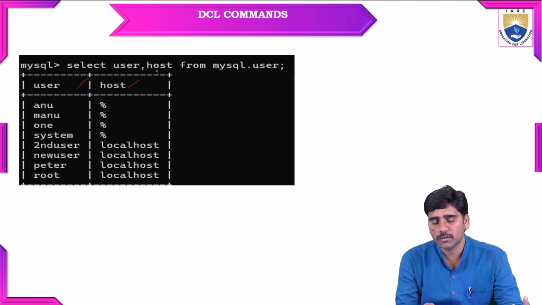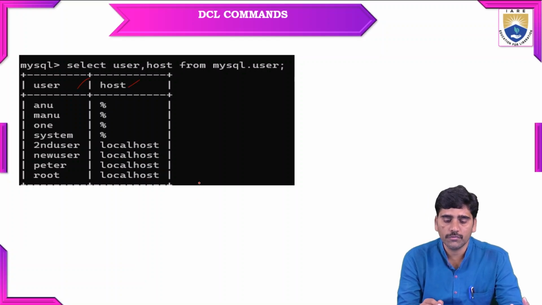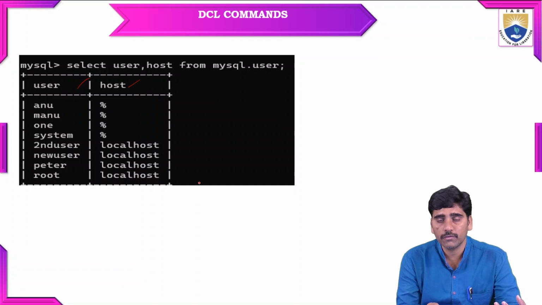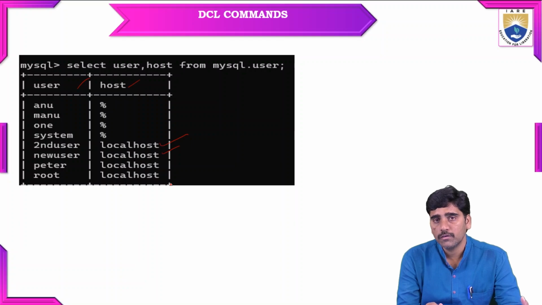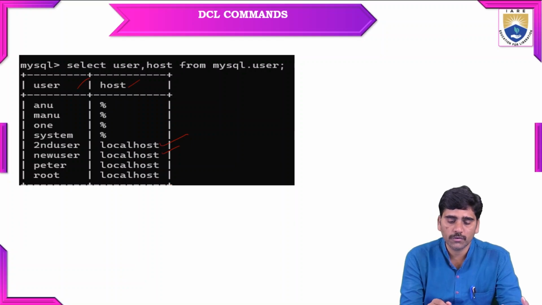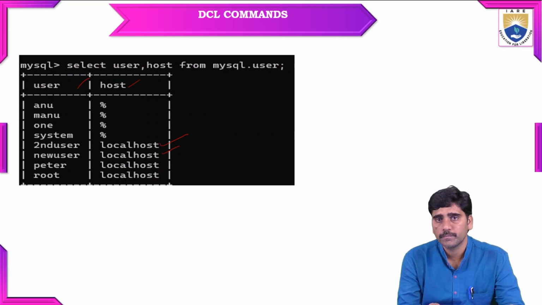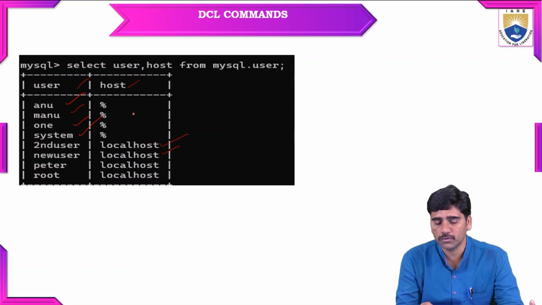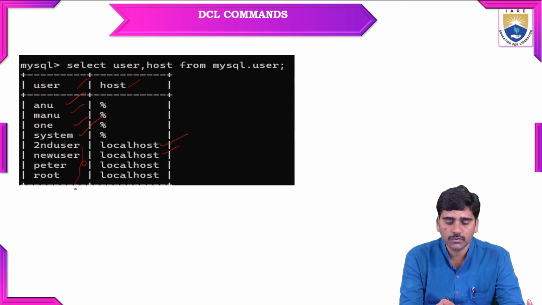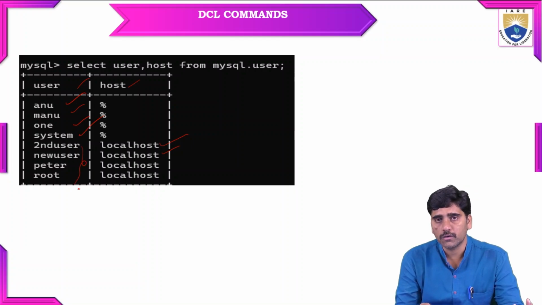Whenever you are creating a user, at the time of creation, if you give a host, then it displays the host you gave. If you have not given the host, it displays only the percentage symbol, which indicates that no host was provided for that user. So for Manu1 and system, we did not create a host, but for the second set of users, Peter and root, we created them with localhost.